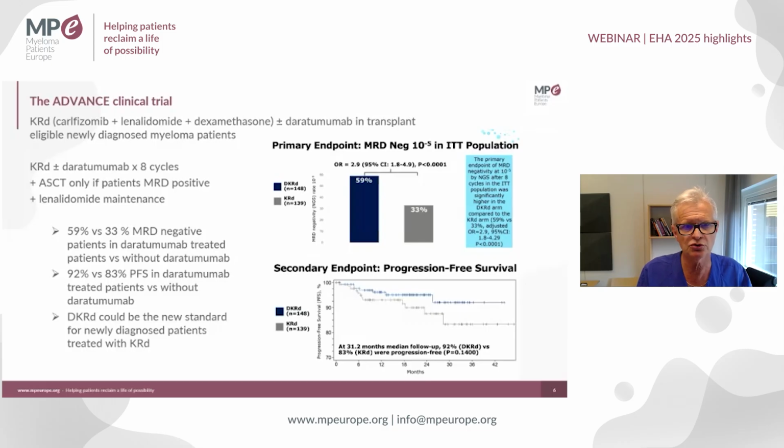When it comes to progression-free survival, PFS, that's the time when you have your disease under good control. It's early days. It seems that daratumumab will give a better PFS, and if we trust the MRD concept, that is what we are going to see, but it will take a longer while.